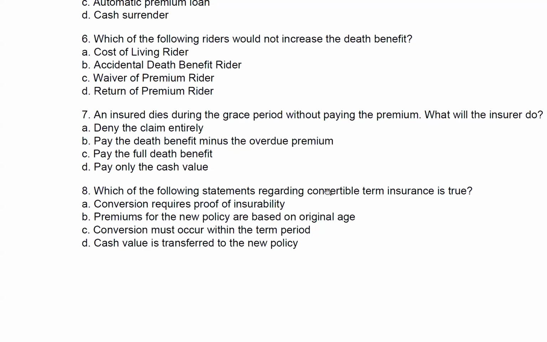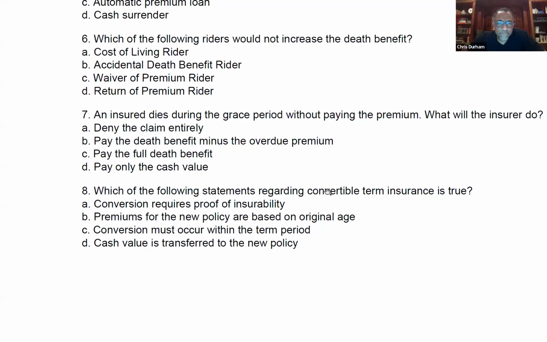Is it B? No. Does it occur within a term period? Is it C? Yeah. Why is it C? Because term doesn't have a cash value policy, so it can't be D. And it doesn't require proof of insurability.